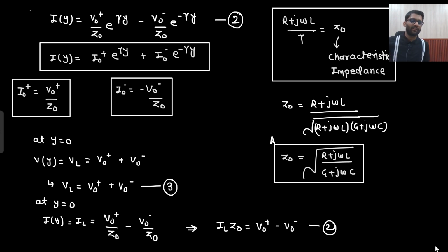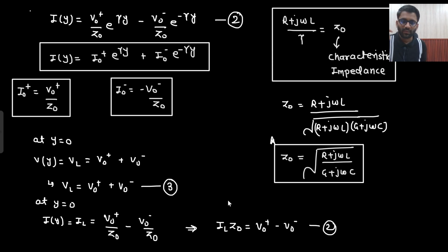So two equations you are having. VL is equal to V naught plus V naught minus, and IL Z naught is equal to V naught plus minus V naught minus. This I called equation 3, this was equation 4. I am just finding the value of V naught plus and V naught minus. So if I add both of them, I get 2 V naught plus is equal to VL plus IL Z naught. This is my V naught plus.